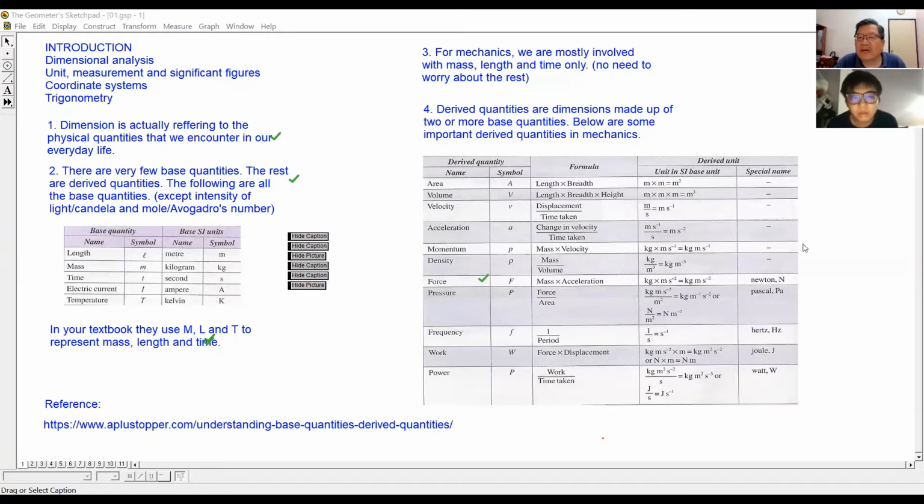Any question? No. All good. So we continue, right? Okay, we continue. So let me clear all these marks here.